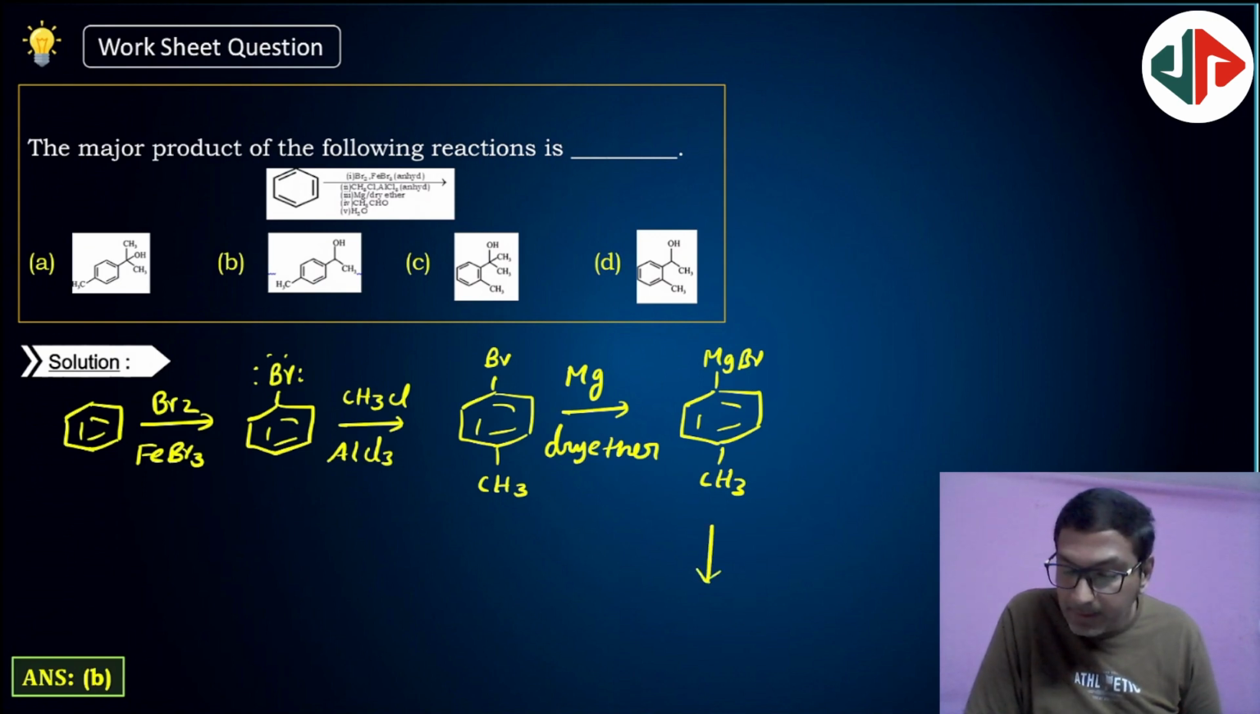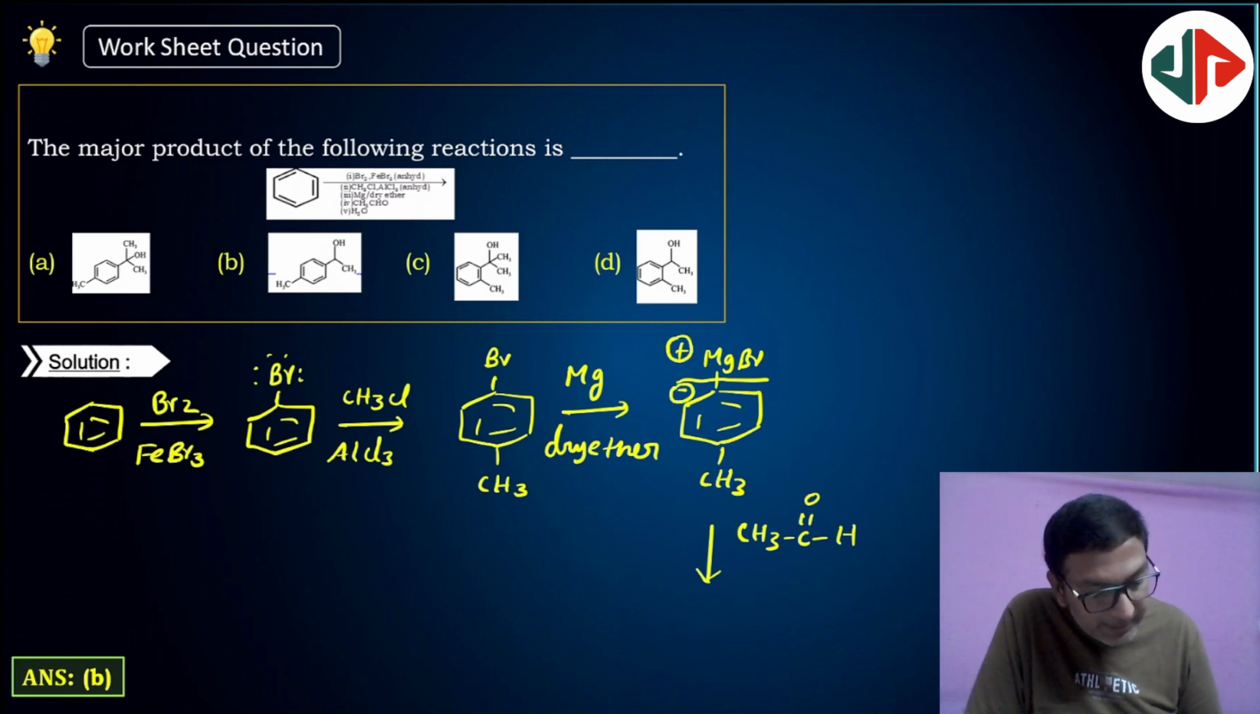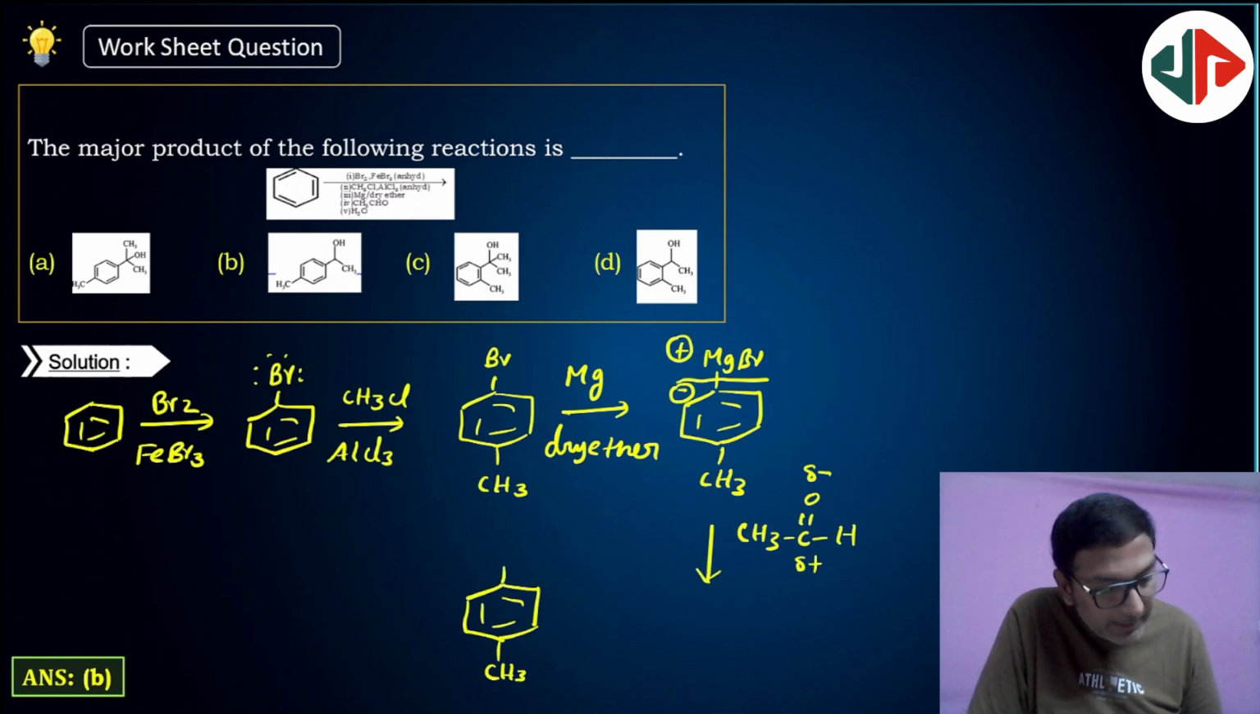So next, it on reaction with CH3CHO, which is acetaldehyde. Here it dissociates like this, delta minus and delta plus. Therefore, it gives an intermediate compound like this, here CH3, here C, CH3, H and OMgBr.